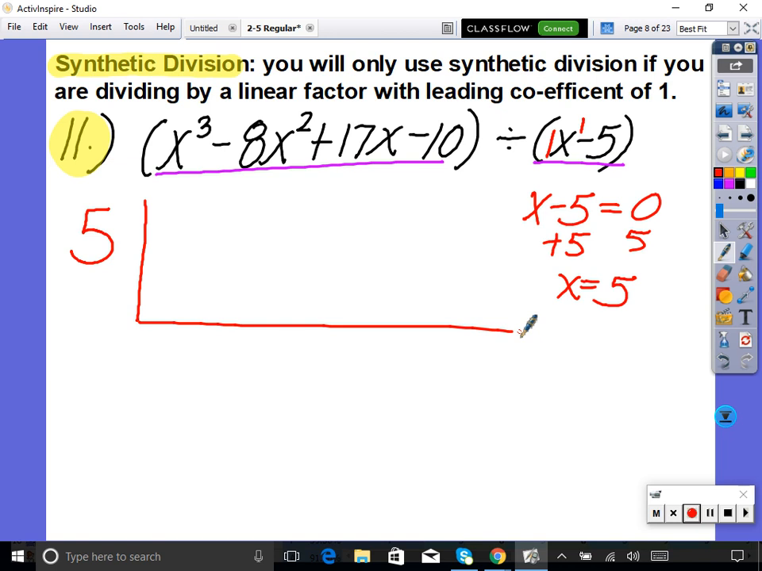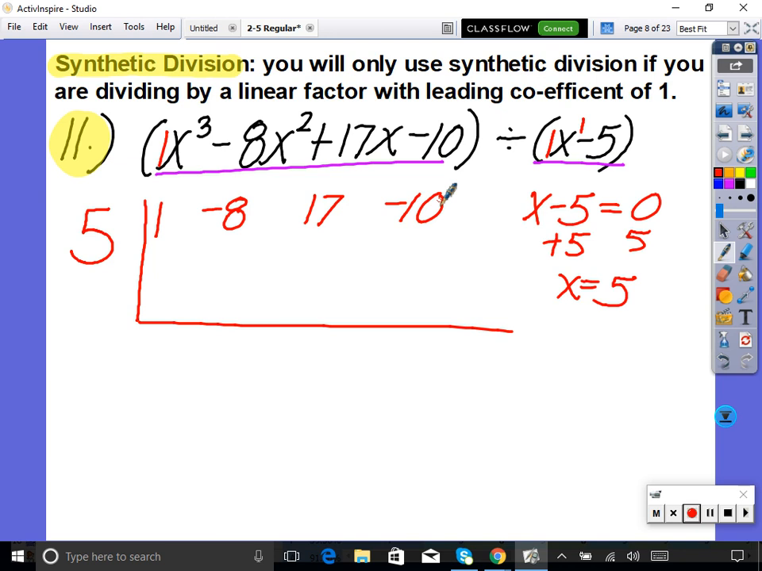Next thing, with synthetic division, it's different than long division. You're not going to put in your x's. All you're going to put in are the coefficients in front of x. So isn't this positive 1? Then this is negative 8. Coefficient means number in front of the variable, positive 17, and negative 10. That's a coefficient, right? Technically x to the 0, so that's called a constant coefficient. So these are the coefficients.